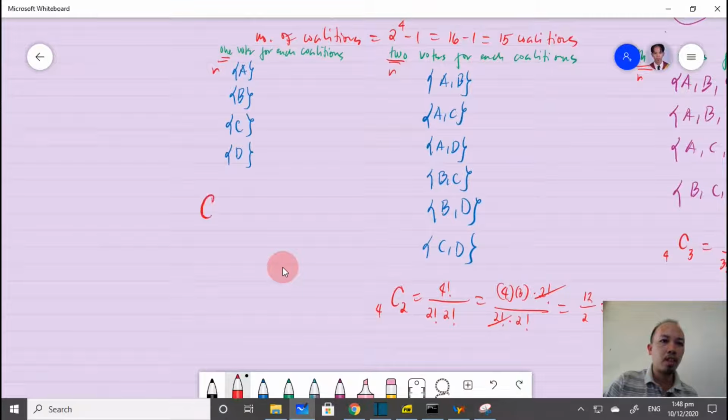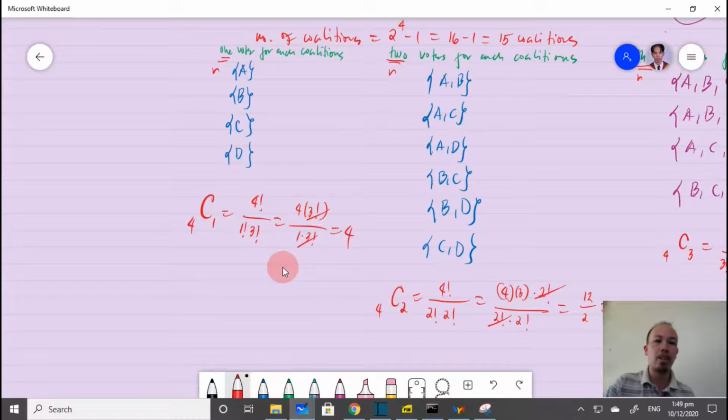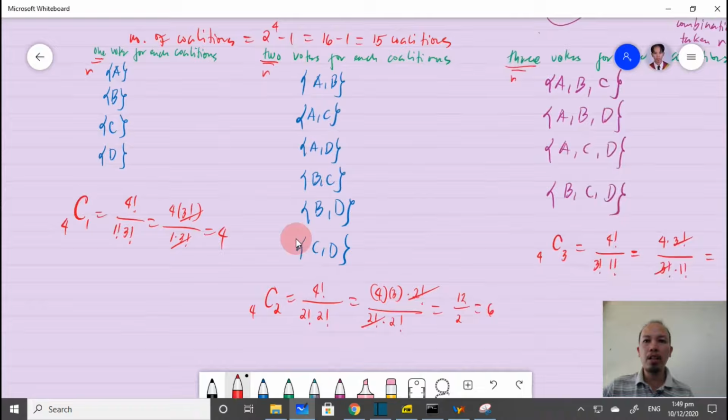4 taking 1. So we have 4 factorial over 1 factorial times 3 factorial. If you compute this, this is 4 times 3 factorial over 1 times 3 factorial. So the 3 factorials cancel out, and this is 4. We are correct.